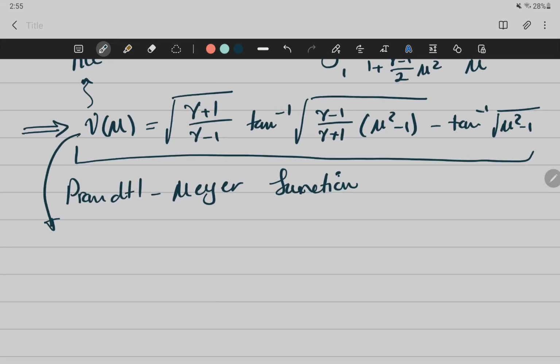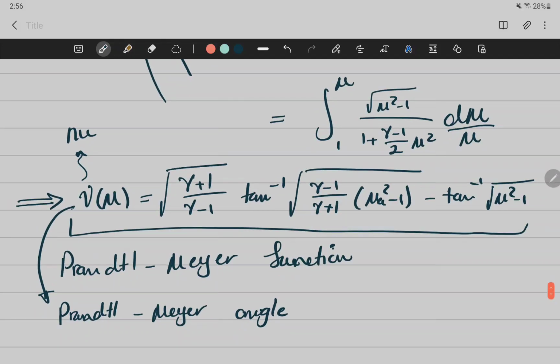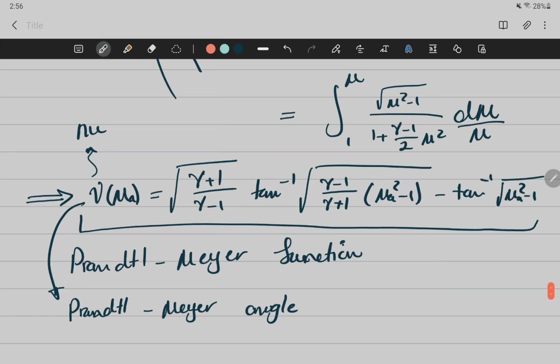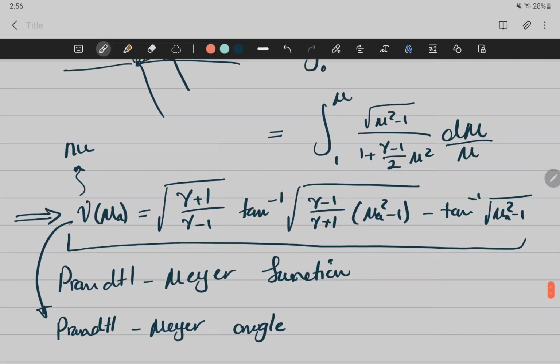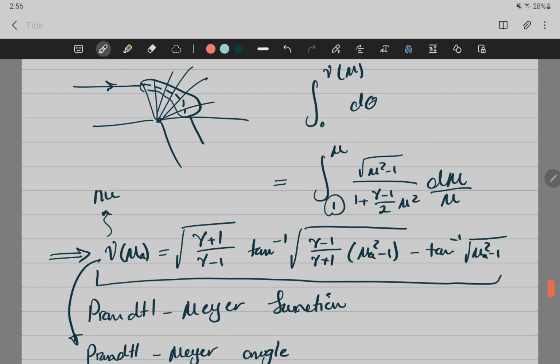And this new parameter is called the Prandtl-Meyer angle. Is that the Mach number? This is the Mach number, yeah. Okay, so based on the limits of this integral, going from 0 to nu of M, and 1 to Mach number, what do you think this angle, the Prandtl-Meyer angle, represents?